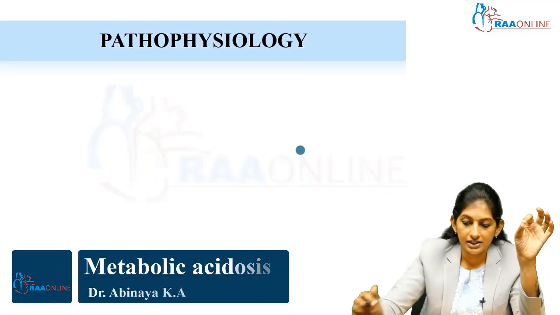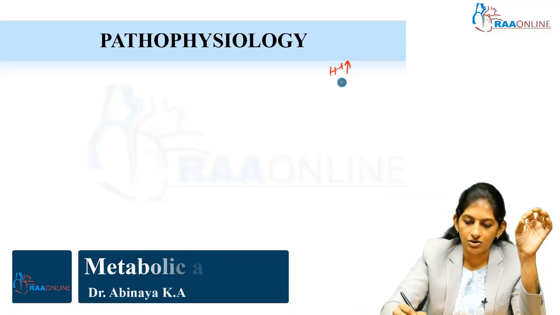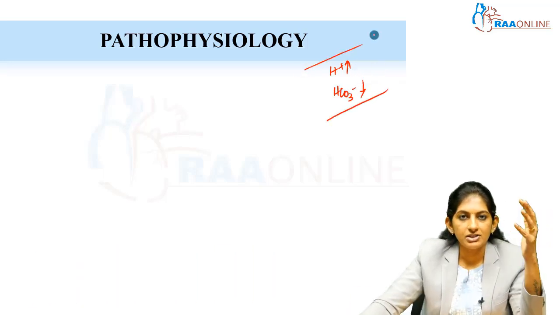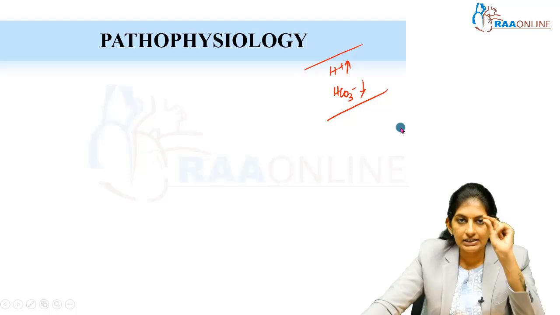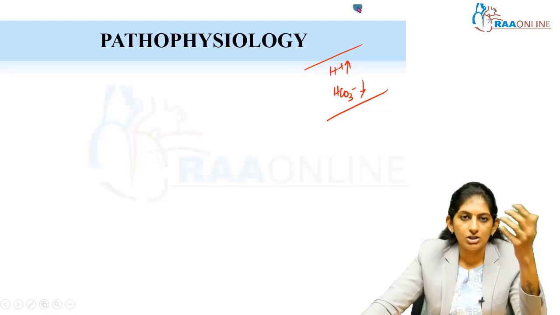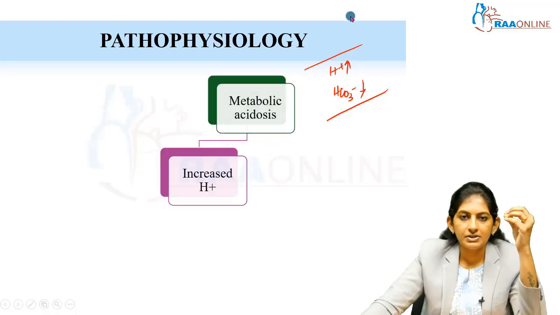So remember, either H plus can be increased or bicarbonate is decreased. Okay, so we are going to see where all H plus can increase, where all bicarbonate will be lost from the body, only that. So with these two indices in mind, we will talk about the pathophysiology, right? So first thing is increased H plus, where all H plus can increase.